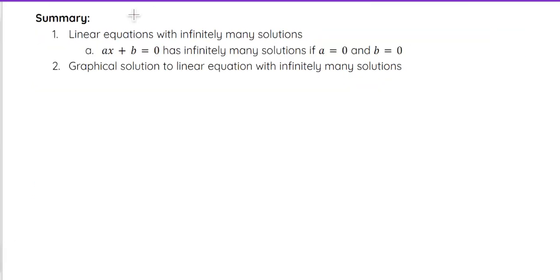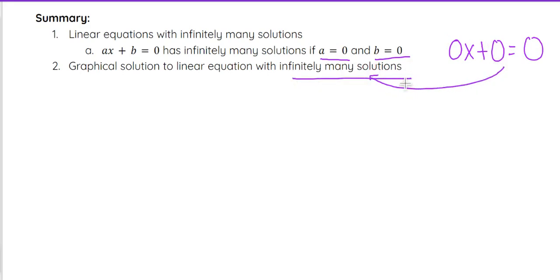So in summary, linear equations with that format where we have ax plus b equals 0, with a is 0 and b is 0, that's going to be 0x plus 0 equals 0. That is always going to come out to be infinitely many solutions or infinite solutions. And graphically, if I were to graph that, that will always come out to be the x-axis, which means that horizontal line crosses the x-axis literally everywhere. So you can't even count how many places it crosses because it crosses everywhere, which is infinitely many solutions.